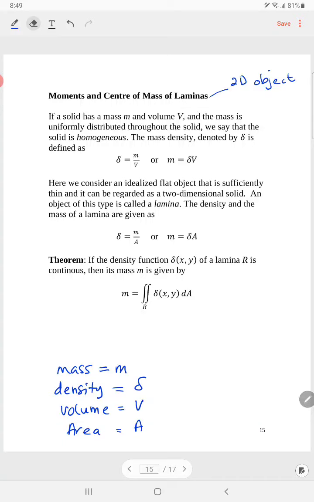Okay, now the first theorem. If the density function delta of a lamina R, where the lamina is 2D so we have a region instead of a volume, is continuous, then its mass m is given by the first formula that you need to know. The mass of a lamina is equal to the density integrated over region R. So if the integrand represents the density of a lamina, then the integration of density is the mass of a lamina. So that's the first formula where you can use a double integral to find the mass of a lamina if the integrand represents the density of a lamina.